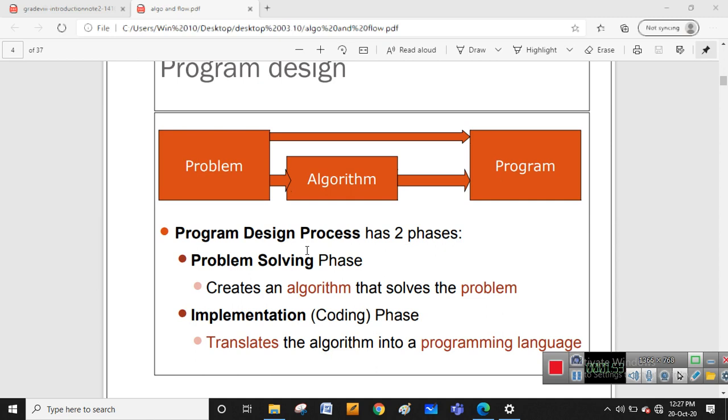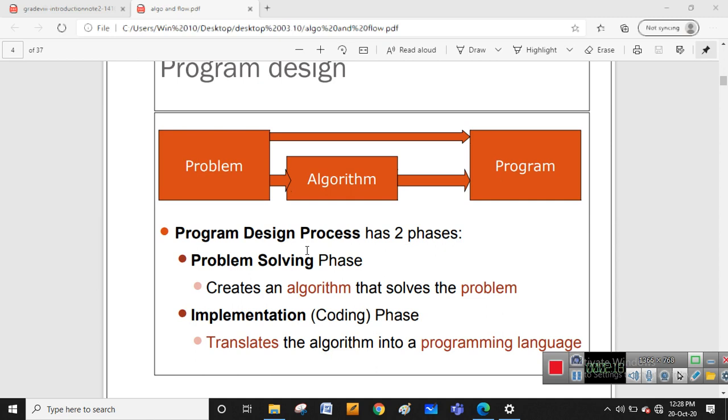I can say program design mainly has two phases. One is the problem solving phase and one is the implementation phase. The problem solving phase is nothing but algorithm, flowchart, process and pseudo code. The implementation is done by using a particular programming language. That can be done by using coding. So that is nothing but coding.